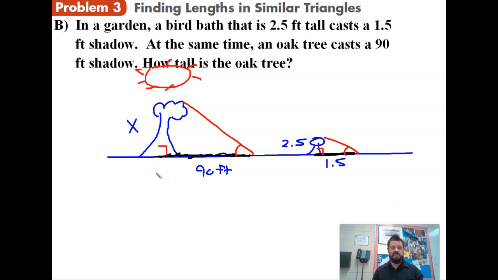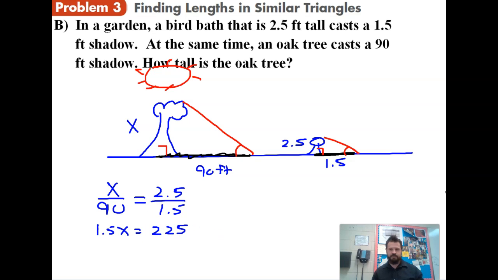All right, so I'm going to set this up the way I see it. x over 90 is equal to 2.5 over 1.5. Okay, cross multiply, we have x times 1.5, we can say is 1.5x. Then 90 times 2.5, which will give us 225. And then divide both sides by 1.5. And we end up with x equals 150. So in other words, 150 feet tall.